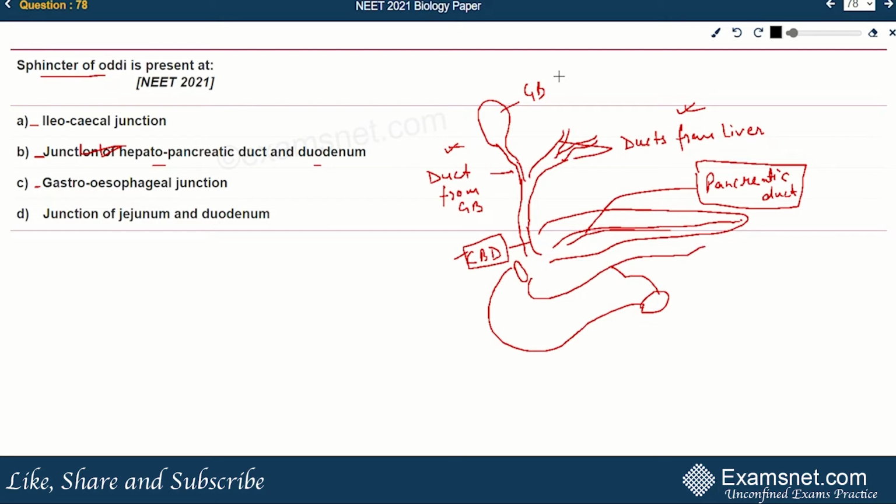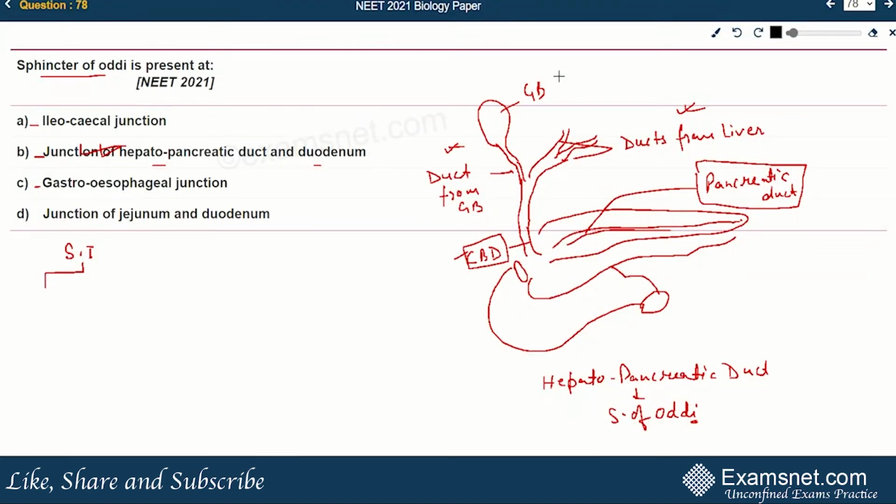Okay, so this common bile duct and the pancreatic duct will open together as hepatopancreatic duct in the duodenum, and it will be guarded by a sphincter known as sphincter of Oddi. Okay. So where is sphincter of Oddi present? At the junction of hepatopancreatic duct and the duodenum, right? What is duodenum? It is the first part of small intestine.